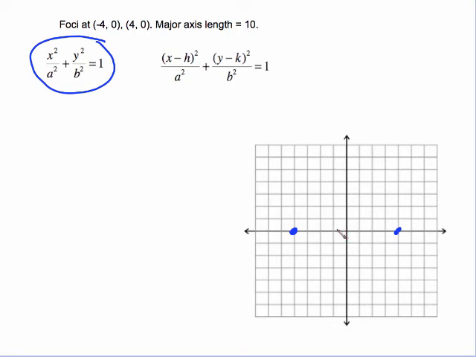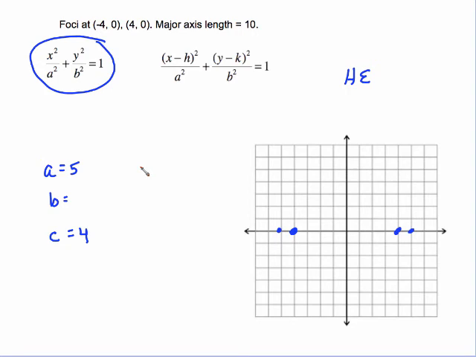That means from the center out this way would be 5, and the center here to there will be 5. So I have just found out that a is 5. What I don't know is b. I do know c, because the foci were at -4, 0, and 4, 0. That makes c equal to 4. The major axis is horizontal. That tells me this is a horizontal ellipse.